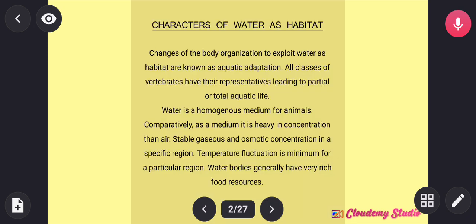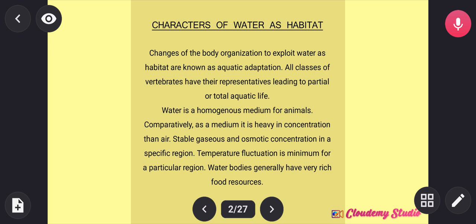When we're talking about aquatic habitat, it is a habitat that is covered with water body. And the water is a homogeneous medium for animals where they can stay and they can survive if they have the adaptive structures as well as the adaptive features of staying in water. Water bodies are generally rich in food resources. And the conditions in terrestrial habitats are different from the conditions in aquatic habitat because there is temperature fluctuation in some parts, as well as a minimum temperature fluctuation in some parts of the aquatic habitat.